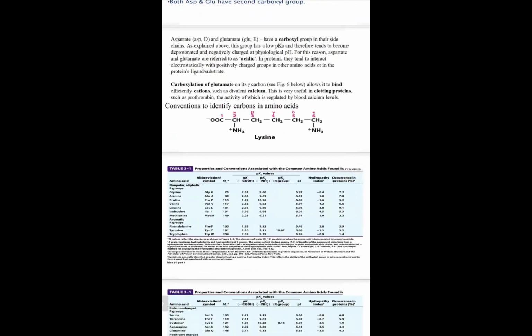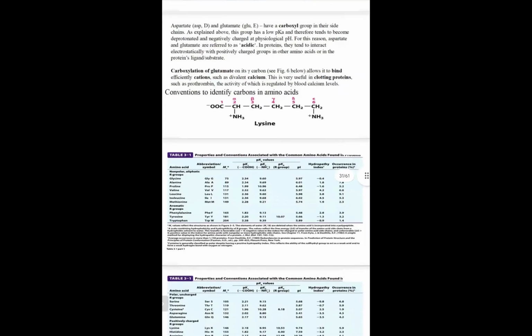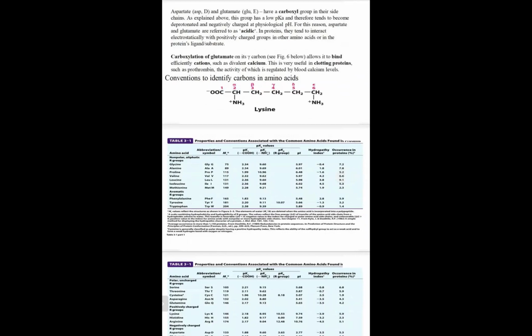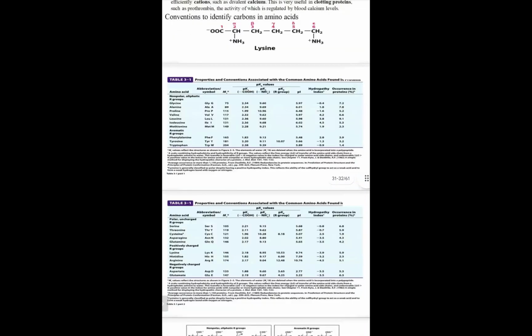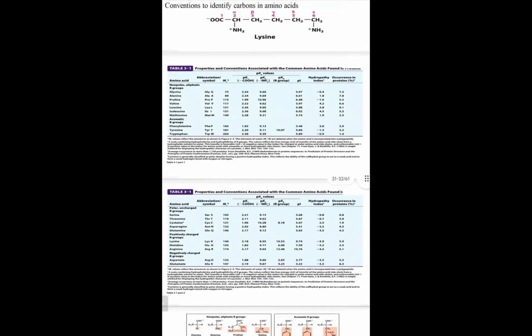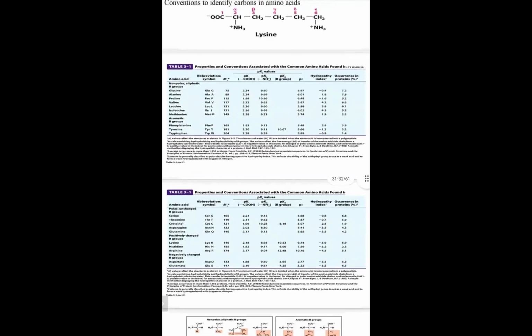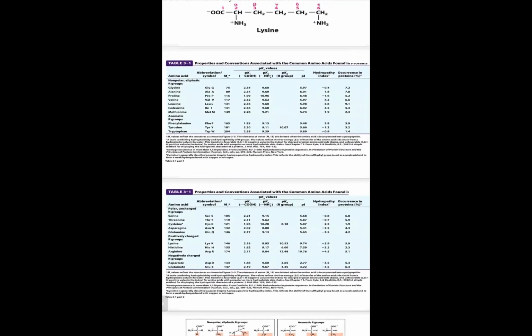Here they have given the properties and conventions associated with the common amino acids found in proteins. They have given the pK values, which will be different for different amino acids. Just glance once. These are not important, but you should know which pK is more and which pK value is less.